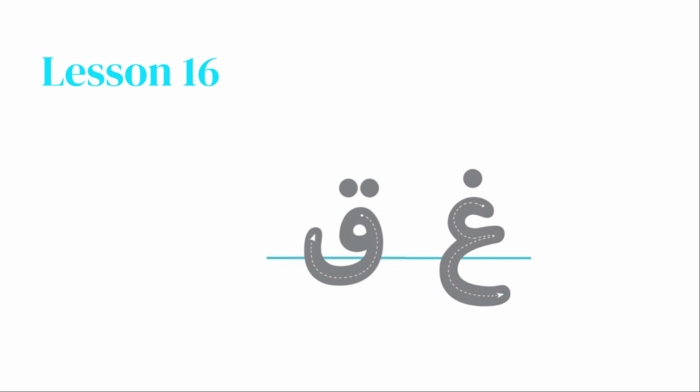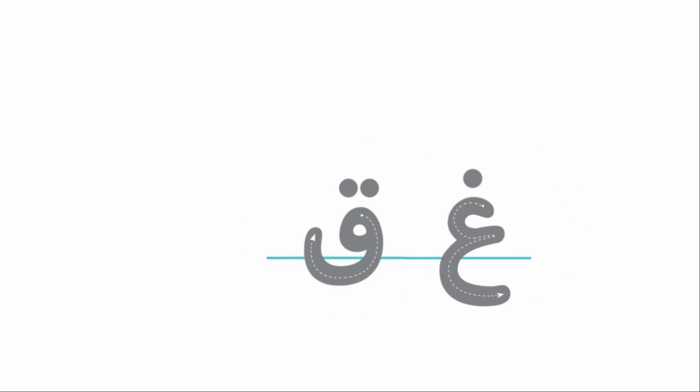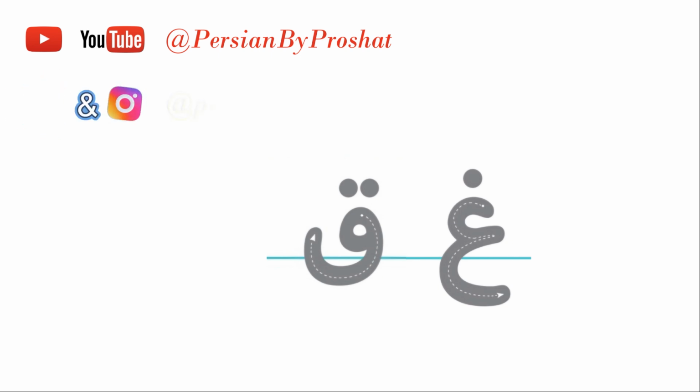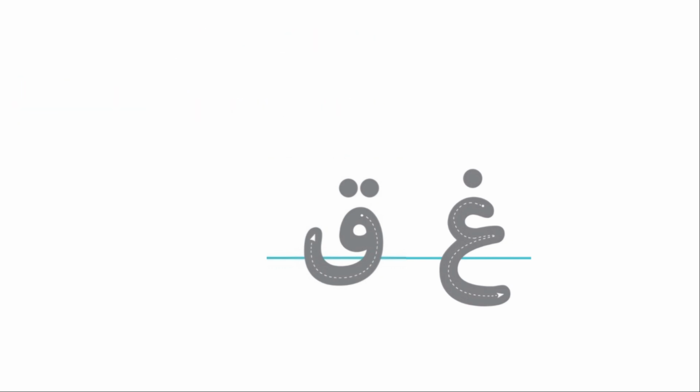Today's lesson is about two very challenging letters. The first one is called Ghain and the second one is called Qaf. As I have introduced you to the alphabet in the introduction video on my YouTube channel, my Telegram channel or my Instagram, the alphabet that we're using now is Arabic. So there are many sounds in Arabic which do not exist in the Persian language. Therefore, we use the sounds which are similar to those sounds.